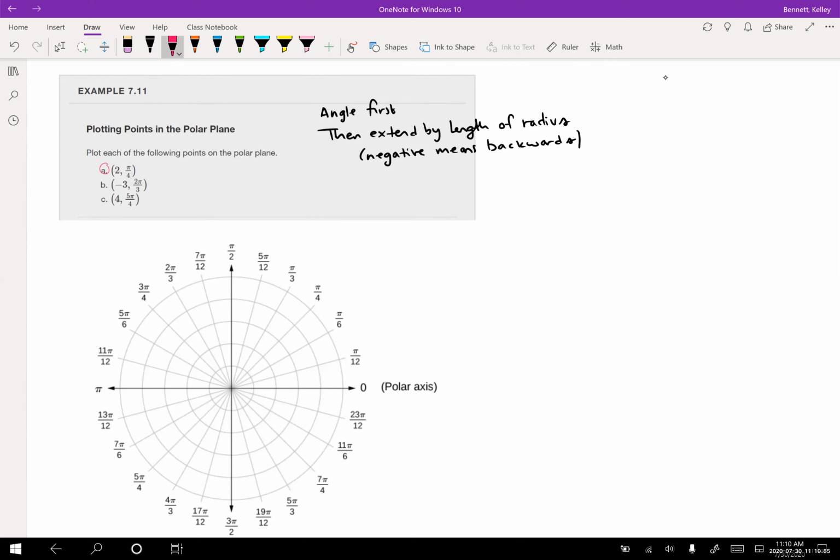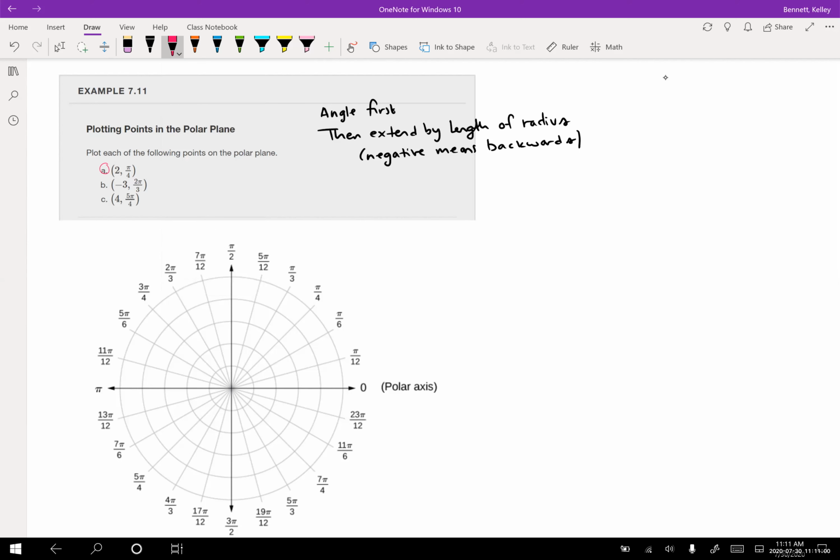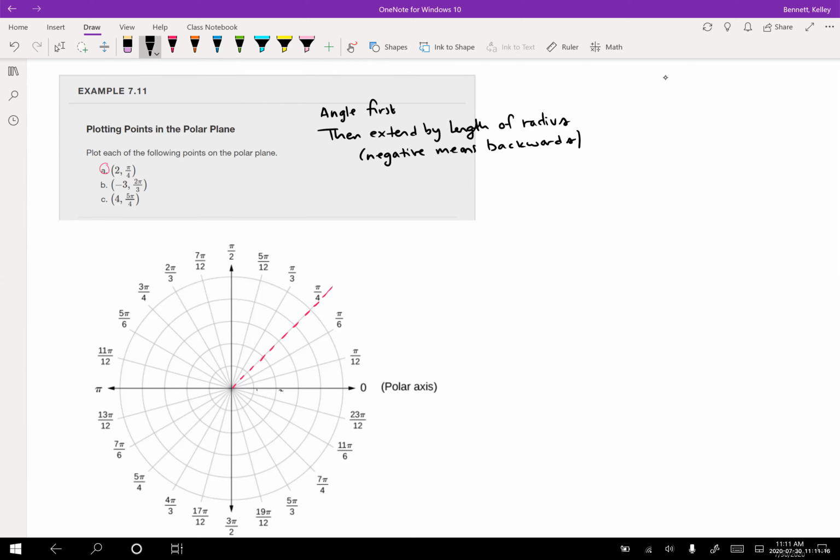So for A, I'm at pi fourths, so that's here. And let's say that every one of these lines is just 1. Maybe I'll label that really quick. So this can be 1, 2, 3, 4, 5. Okay, super. So I got to my angle, and then I just want to go up 2. So 1, 2 to the second ring. So this is A.